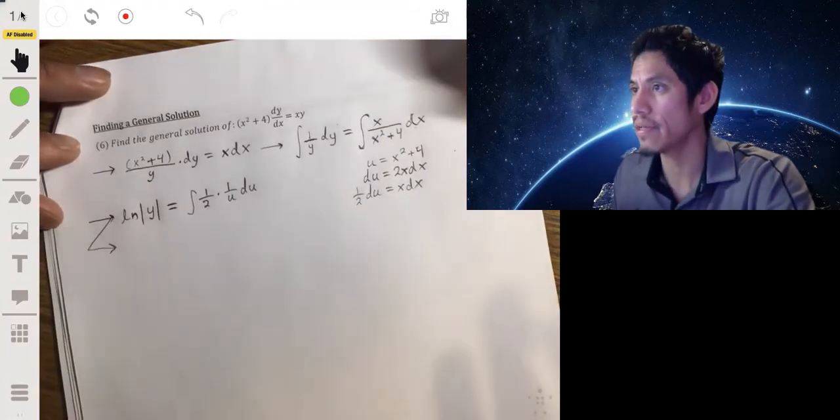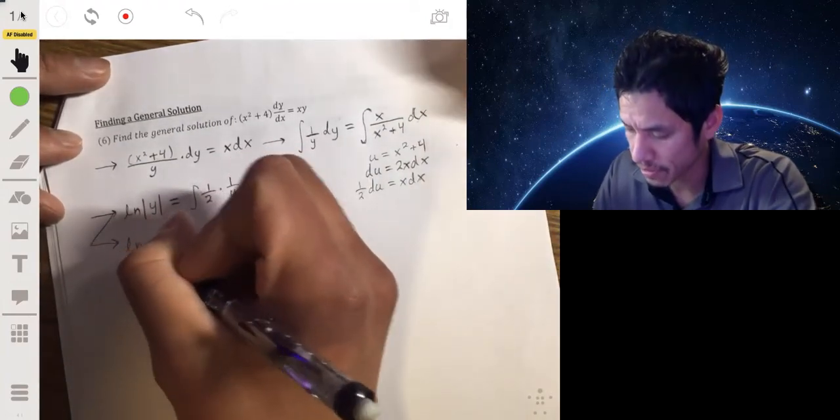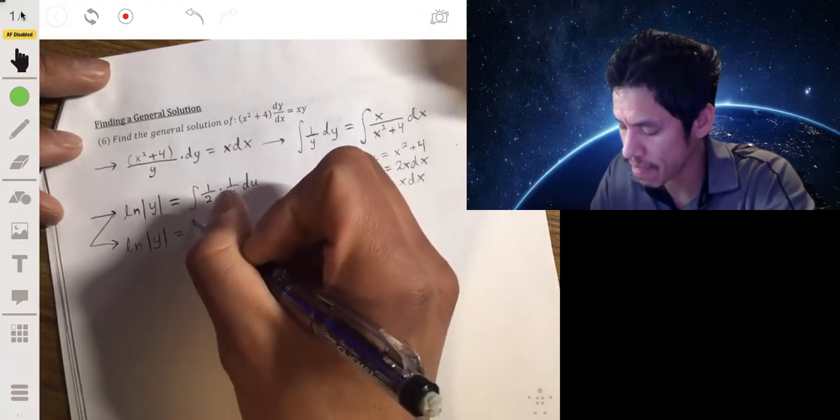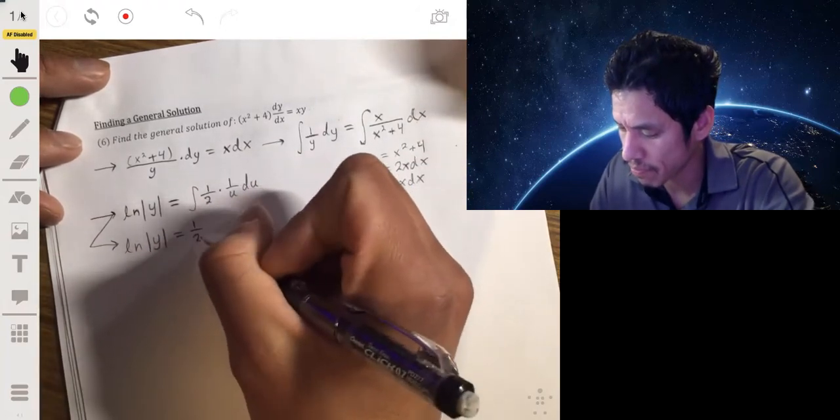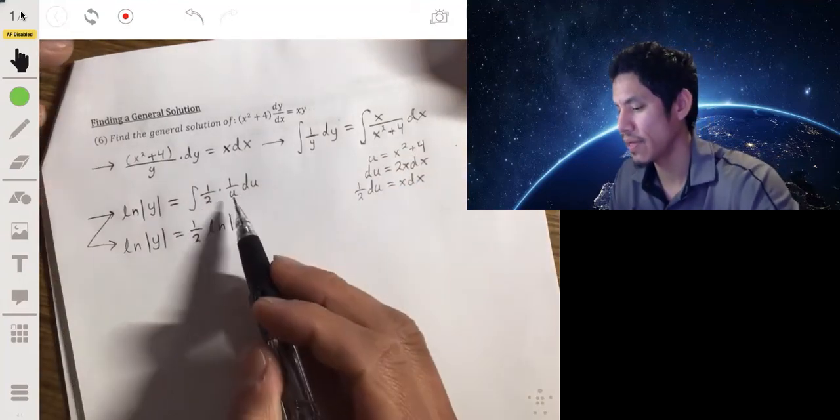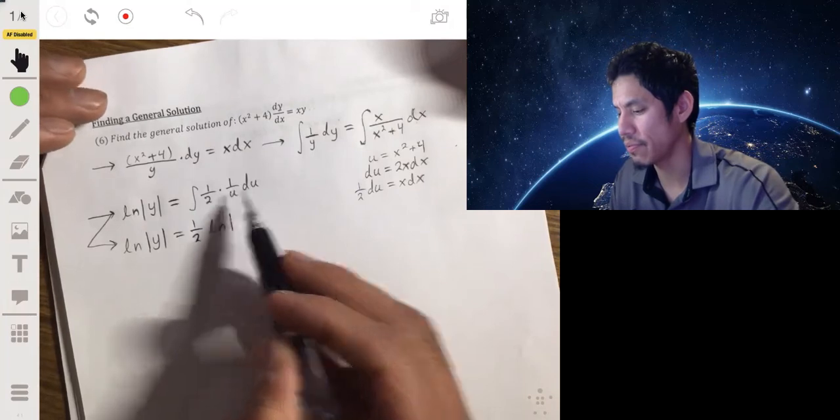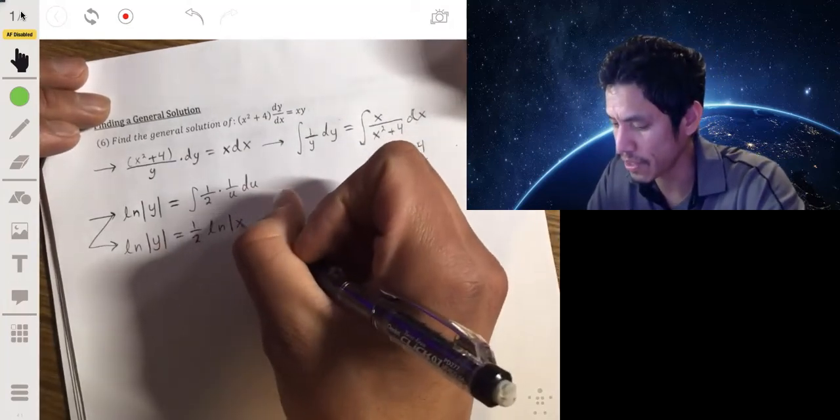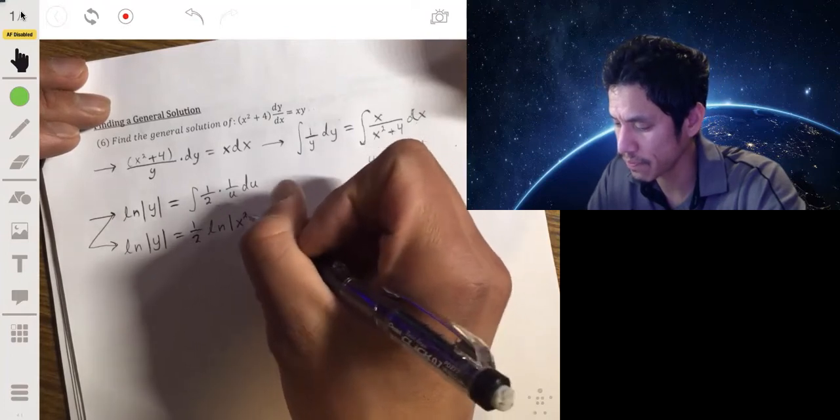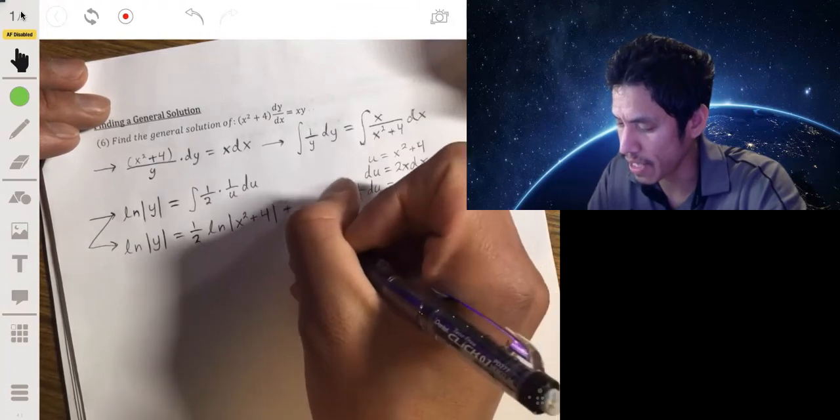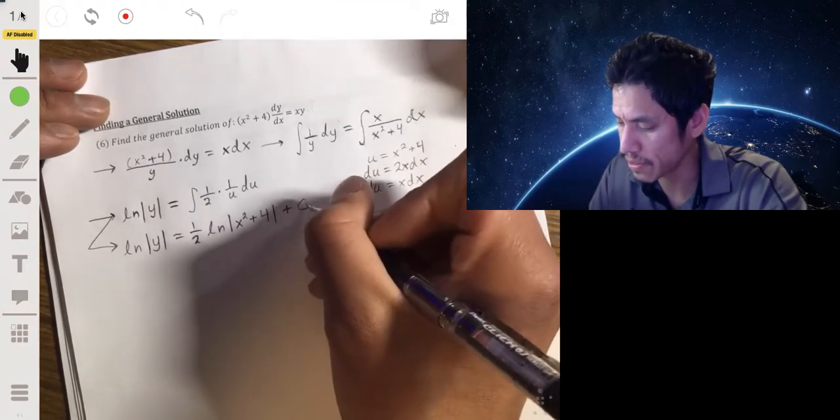Okay, so integrating this, the natural log of y will be equal to 1/2 times the natural log of the absolute value of u. Let's just go ahead and rewrite u as x squared plus 4, so we don't have to take another step. And we're going to add our constant here, so plus c.